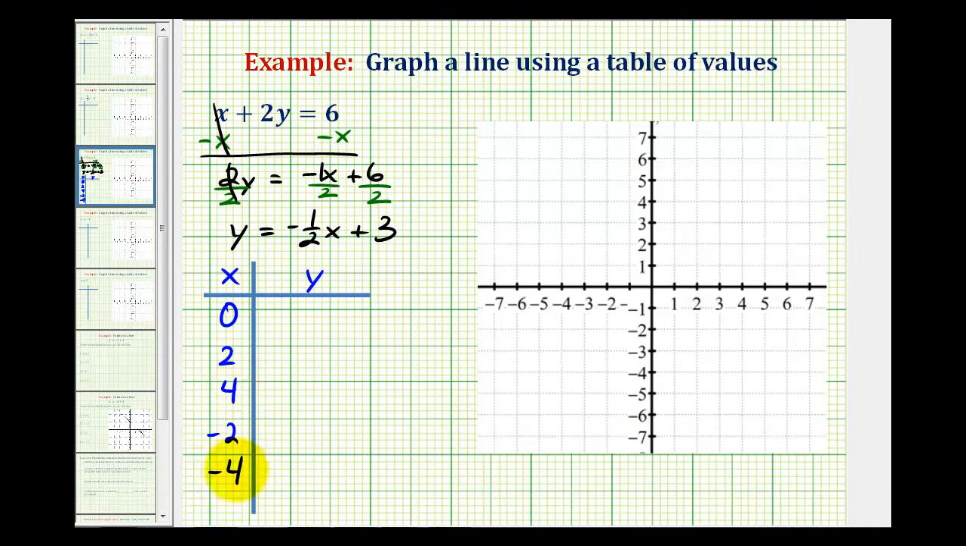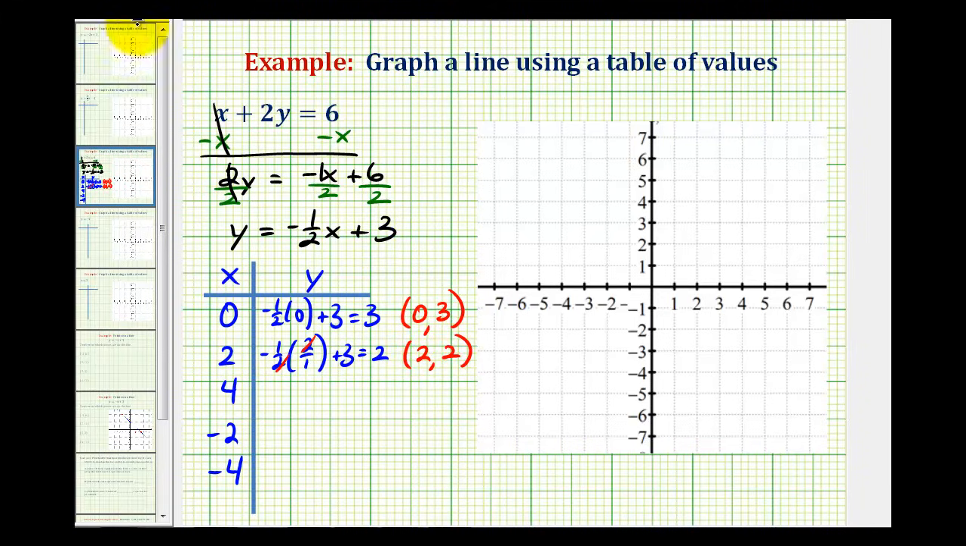Now we'll substitute these values into the equation and then determine the corresponding value of y. So when x is 0, we'd have negative 1/2 times 0 plus 3. That's going to be equal to 3. So the point where the x-coordinate is equal to 0 and the y-coordinate is 3 would be a point on the given line. Now we'll replace x with 2, so y is equal to negative 1/2 times 2, or 2 over 1, plus 3. Notice how the 2s simplify to 1, so we're left with negative 1 plus 3, that's positive 2. So the point with an x-coordinate of 2 and a y-coordinate of 2 would be on the given line.